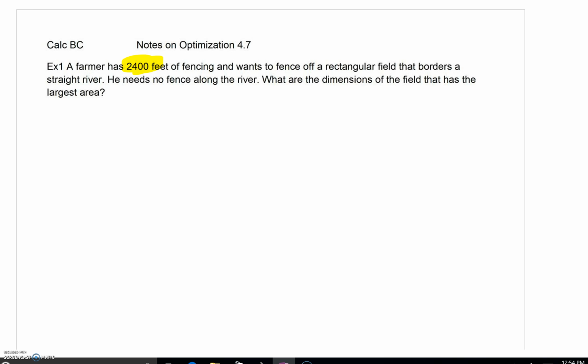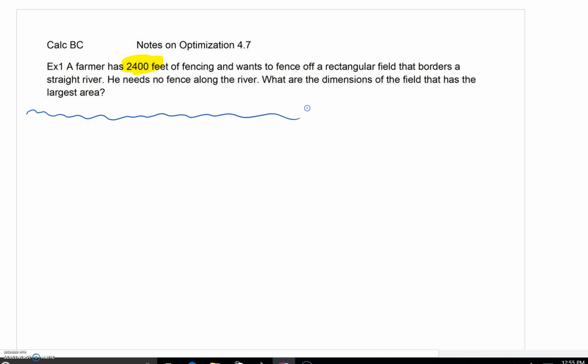It seems like every problem's a word problem with a different setup. It says a farmer has 2,400 feet of fencing, and he or she wants to fence off a rectangular field that borders a straight river. He needs no fence along the river. And what are the dimensions of this field that has the largest area? Let's just say the farmer's saying, you know what? I'm going to put a rectangle together, but I don't want to put just any old rectangle in. I want to put in a rectangle that will have the largest area.